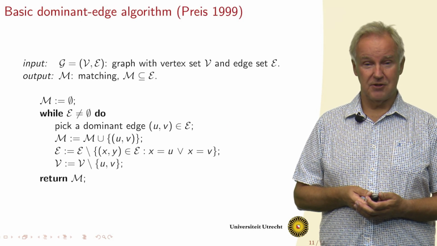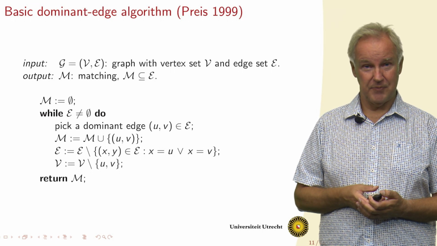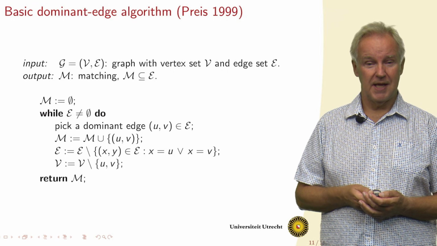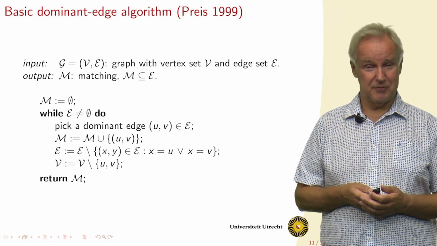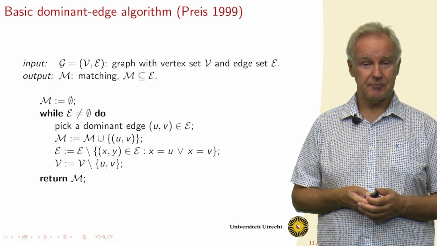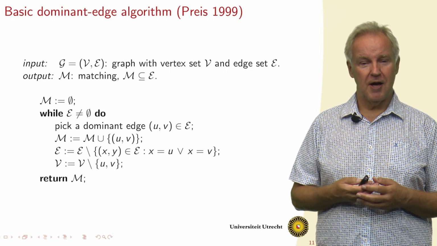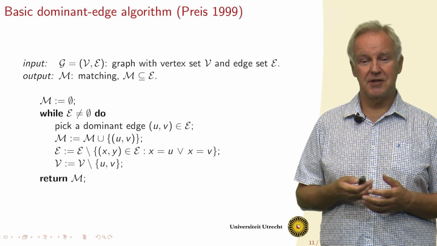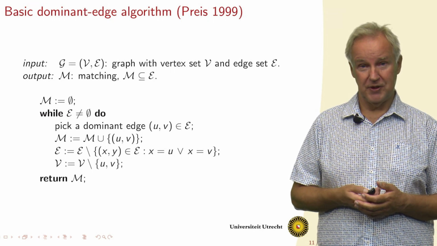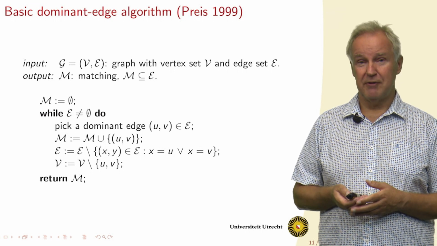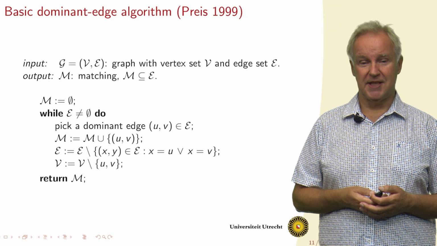Here's the basic dominant edge algorithm, which was proposed by Robert Preis in 1999. It works as follows. You start with an empty matching, and you continue until you have depleted the whole edge set. What do you do? You pick a dominant edge uv in the current edge set, and then you add it to the matching.